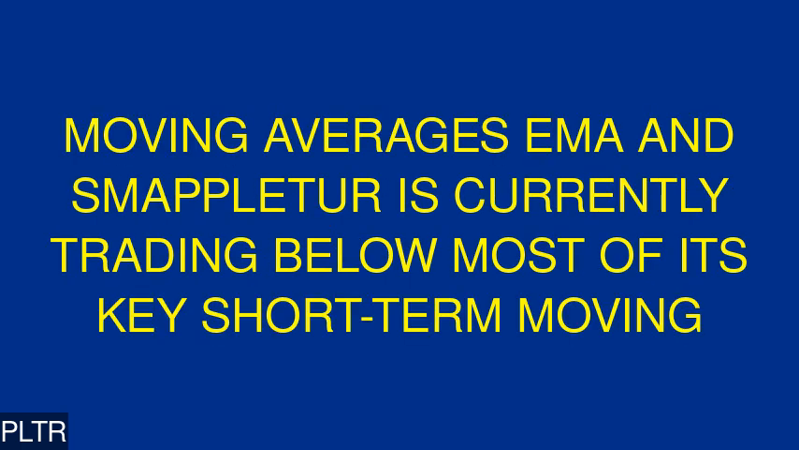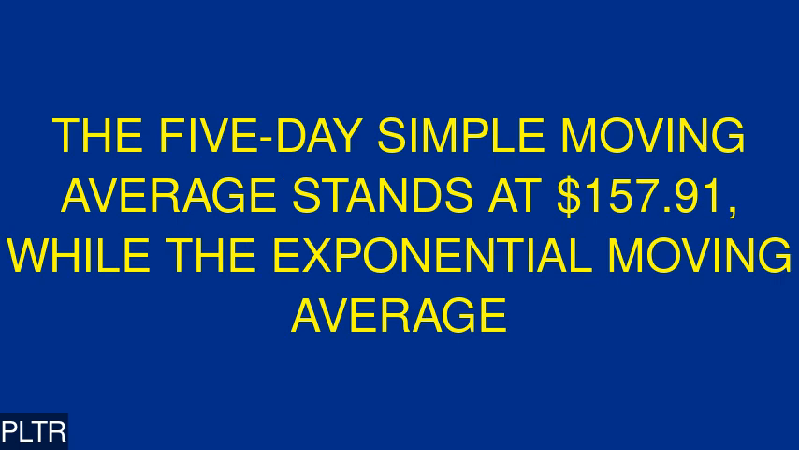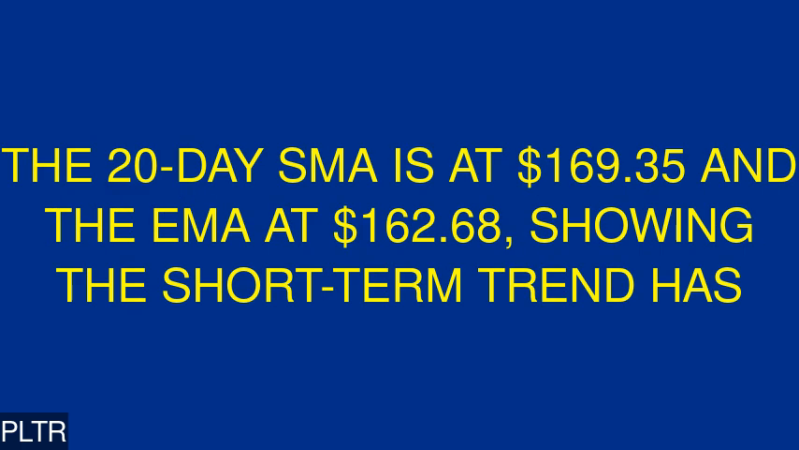Moving averages, EMA and SMA. PLTR is currently trading below most of its key short-term moving averages, which is a bearish signal in the short term. The 5-day simple moving average stands at 157.91, while the exponential moving average is slightly higher at 158.10. The 20-day SMA is at 169.35 and the EMA at 162.68, showing the short-term trend has turned negative.